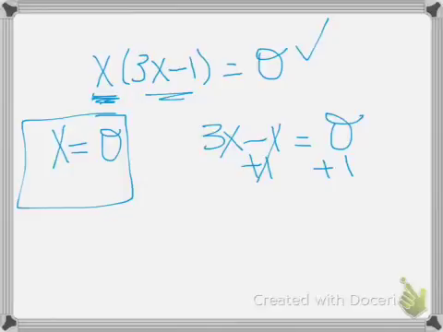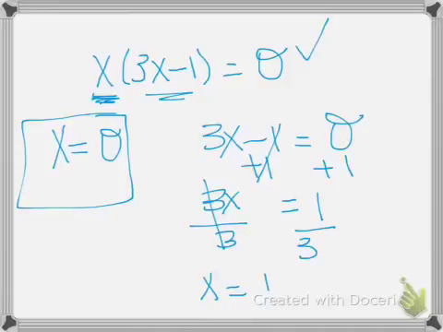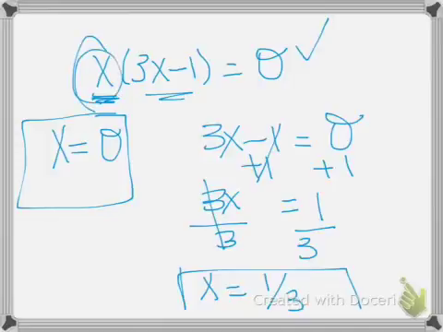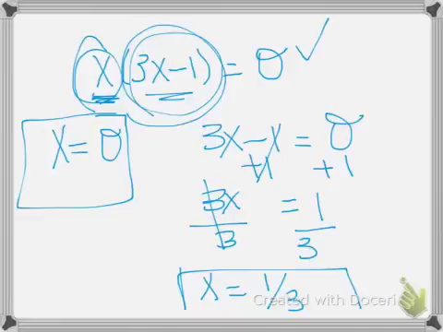And this one, you can just add 1. 0 plus 1 is 1. Divide by your 3 to get x alone, which is 1/3. This works out because if x is 0, your answer is 0. If 3x - 1 is 0, your answer is 0. We can get 3x - 1 to be equal to 0 if x is 1/3.